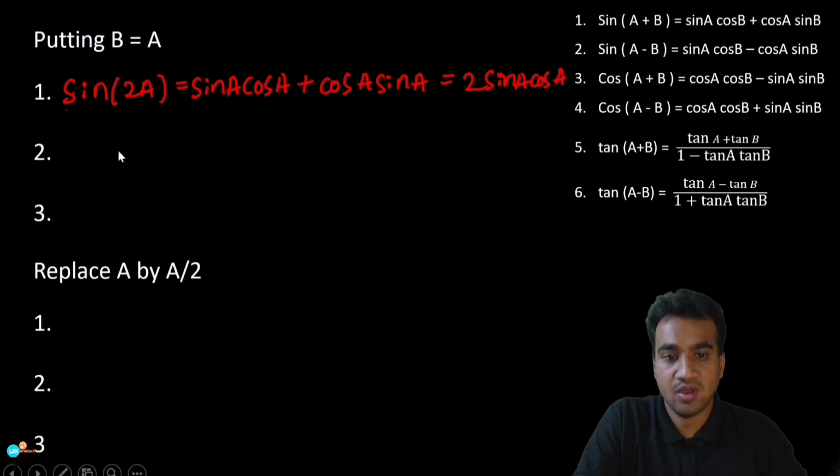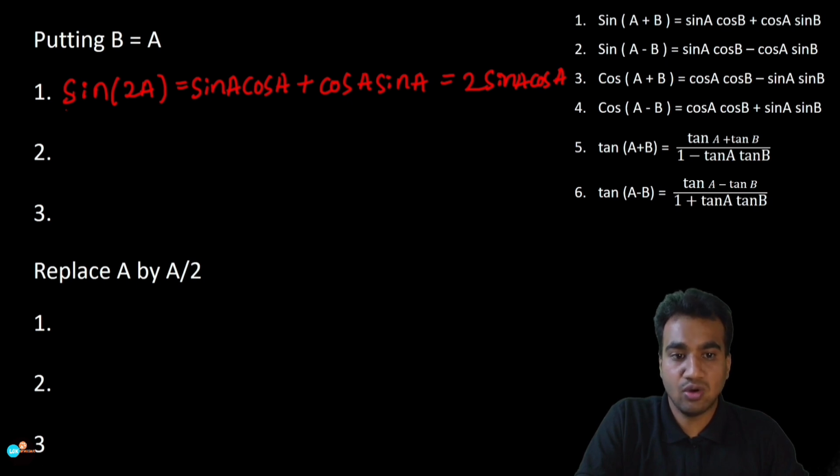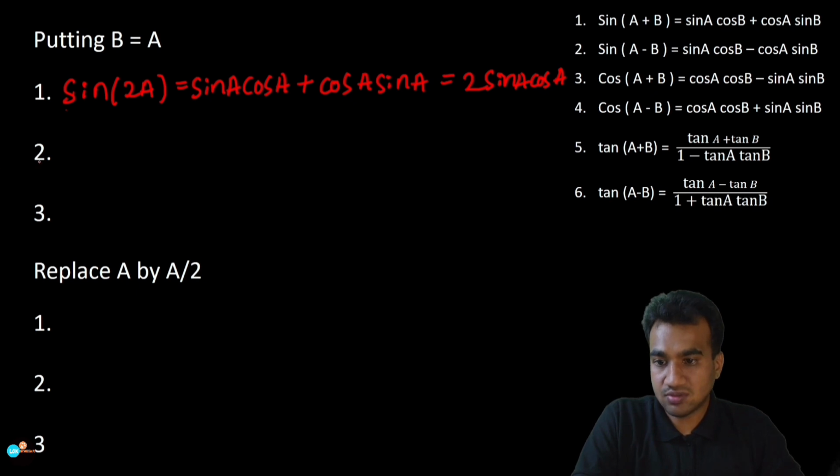And next one, put b is equal to a in second formula. But in second formula, this is not going to work, because if you put b is equal to a, the entire term will vanish. So sin a minus a becomes 0. That is why we have to apply for the next one, cos a plus b. So cos a plus b is nothing but a plus a, so that becomes cos 2a.